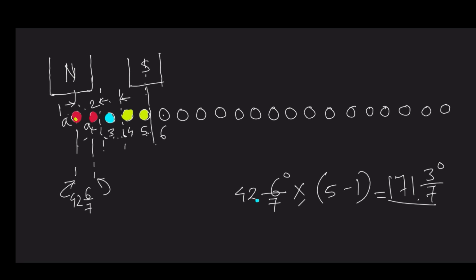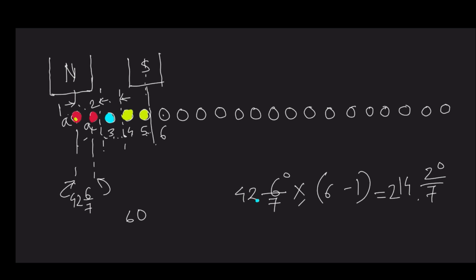This is slot number 6. So 6 minus 1. Let us calculate 42 into 5, that is 210, and like it is 214. Now it is greater than 180 degree.